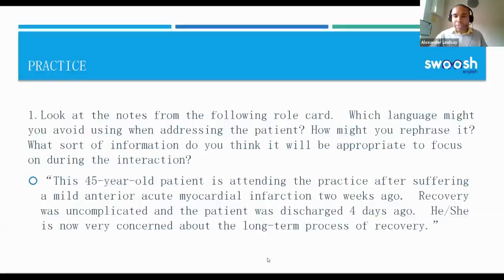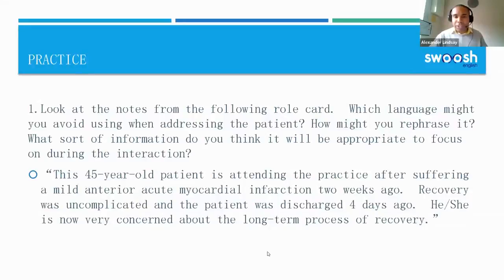Okay then, so let's have a look at some of the suggestions here. So yeah, we've identified the medical jargon here, the anterior myocardial infarction. So definitely we'd want to avoid that. So what could we use instead of the myocardial infarction or the MI? What sort of terminology could we use that would be more familiar to the patient?